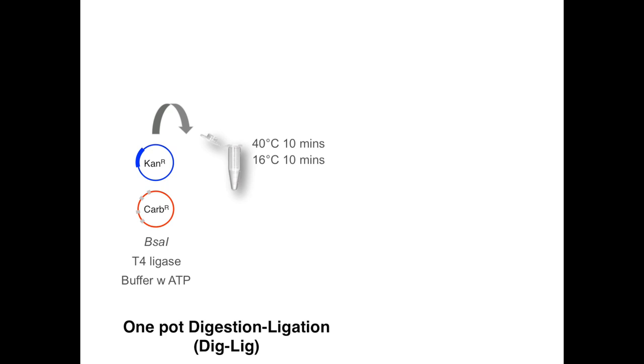We then reduce the temperature to 16 degrees to allow the T4 ligase to stick the compatible ends produced by the enzyme together. Because our final plasmid does not contain any BsaI sites, we can repeat this cycle twice to ensure that any plasmid that was not cut the first time has another chance. This makes the cloning reaction very efficient. A final digestion at 50 degrees linearizes any remaining plasmid, and an inactivation step at 80 degrees prevents religation.